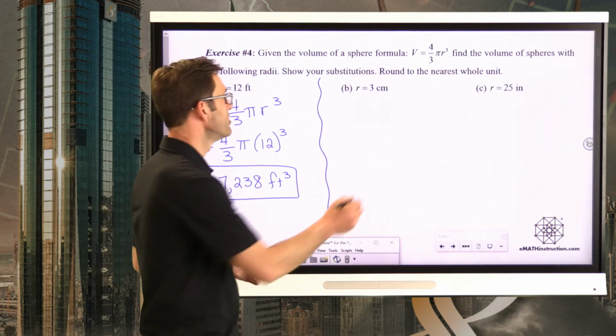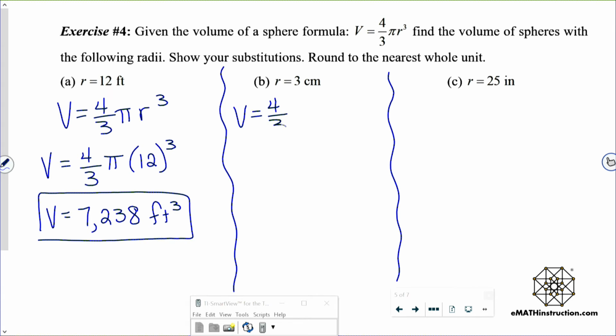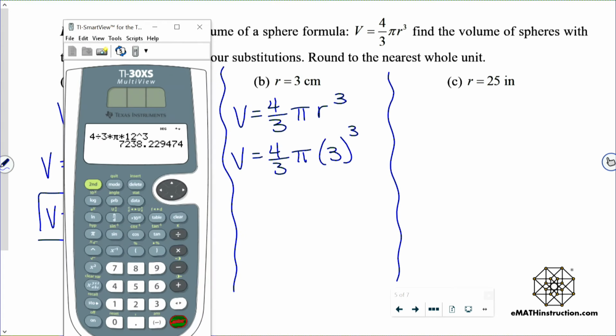All right, let's do it. V equals, I'm going to keep writing down the formula, 4/3 pi r to the third. So the volume is 4/3 pi times 3 to the third. Let's clear this out. 4/3 times pi times 3 raised to the third gives me a volume of 113 cubic centimeters.